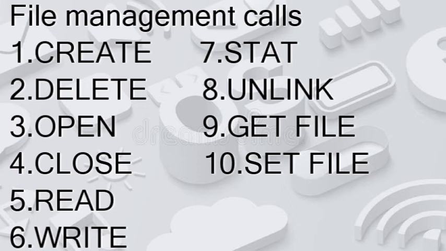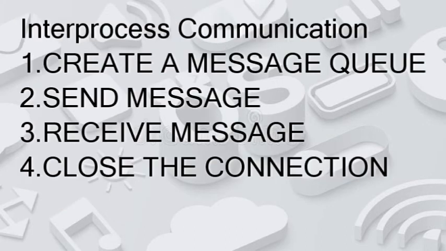Second, we have the inter-process communication call. Now what is the inter-process communication call? First, create a message queue, second, send that message, third, receive the message, fourth, close the connection. So these are some of the inter-process communication calls. It will create a message and send that desired message, receive the message, and when everything is completed, it will close that connection.